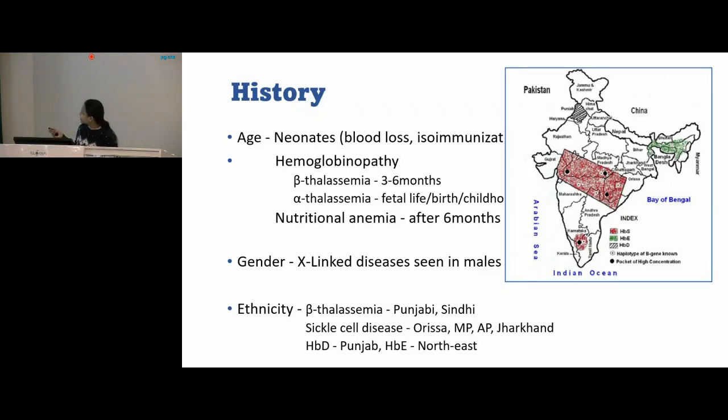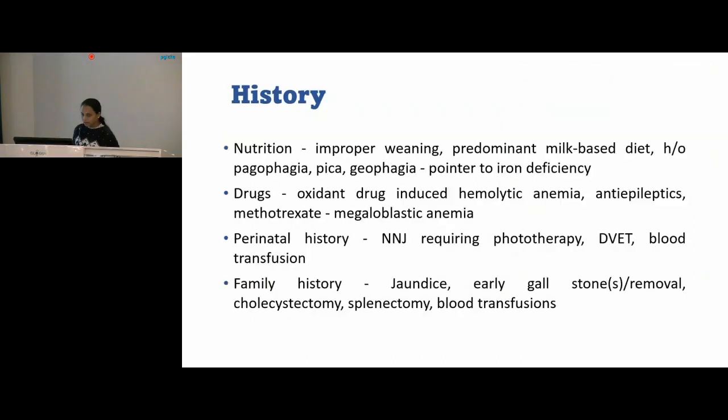And HbD, as we all know, is common in Punjab, and HbE is the green dots, which is usually seen in the northeast. So if you know the place from which the patient is hailing, again it gives you a clue to what could be the cause. Then coming to nutritional history, if there is a history of improper weaning in the child with a predominantly milk-based diet, which is what we commonly encounter in our daily OPD practice, and if there is a history of pica, geophagia or pagophagia, it's again a pointer towards iron deficiency.